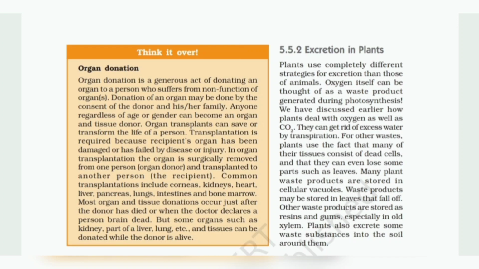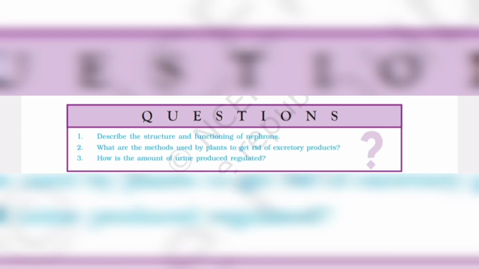Most organ and tissue donations occur just after the donor has died or when the doctor declares a person brain dead. But some organs such as kidney, part of a liver, lung, etc., and tissues can be donated while the donor is alive.